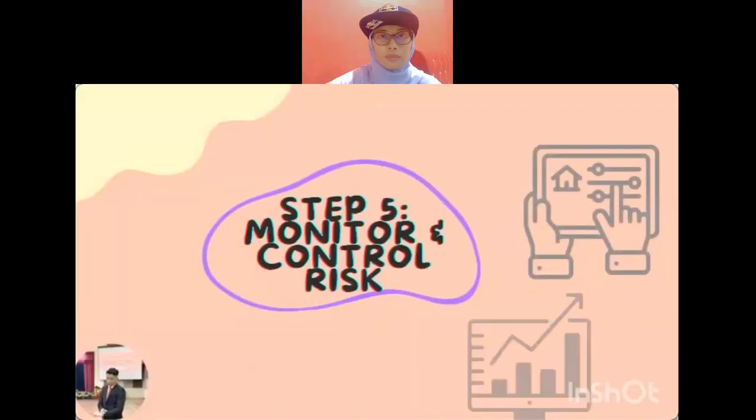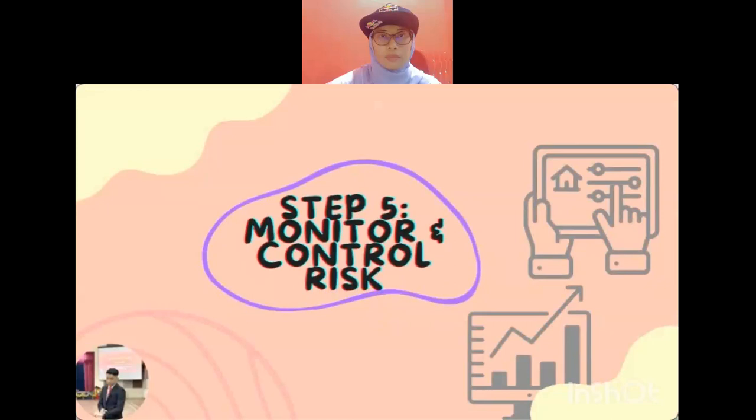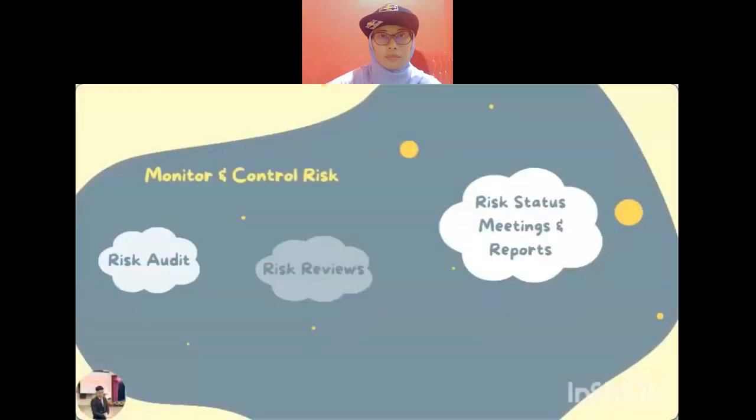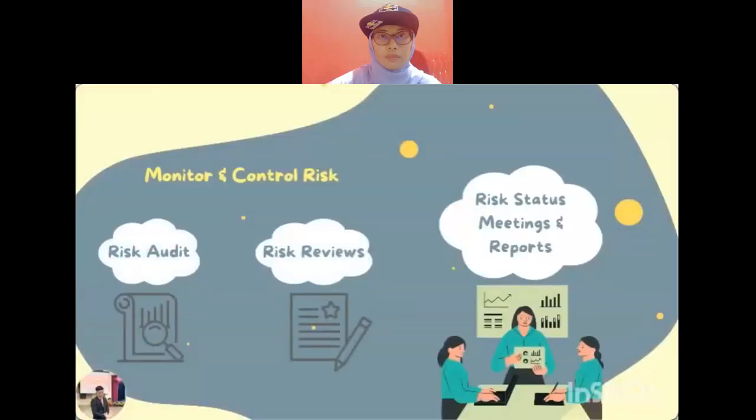Step 5, which is monitor and control risk. On to monitor and control risk, we have three main components, which are risk audits, risk reviews, and risk status meetings and reports. Risk audits are external to the project team, while risk reviews are internal to the team. Otherwise, you can merely deploy the forces against the risk without keeping track of how that endeavor is progressing.